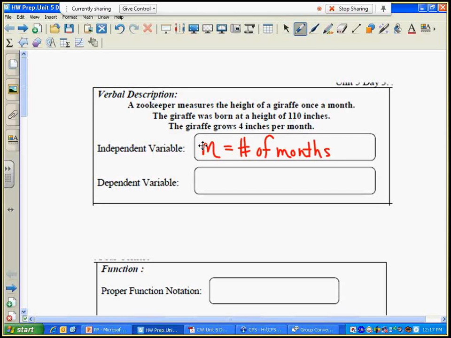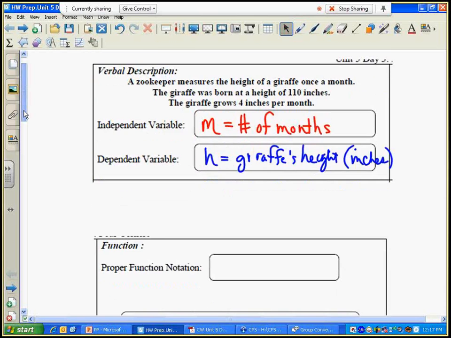What's depending on that, or what the months are affecting, is the giraffe's height. Let's call that H. And we're measuring that height in inches. So I'll put that down as well. Okay. Since we now know the independent-dependent relationship, we can go to our top right-hand corner and we can write down our function notation.